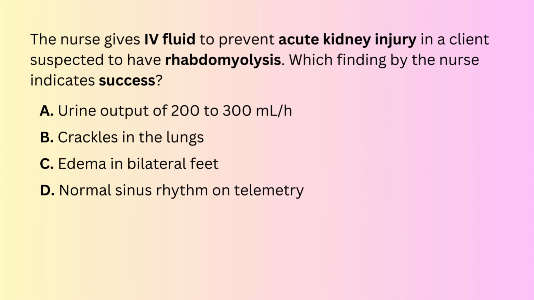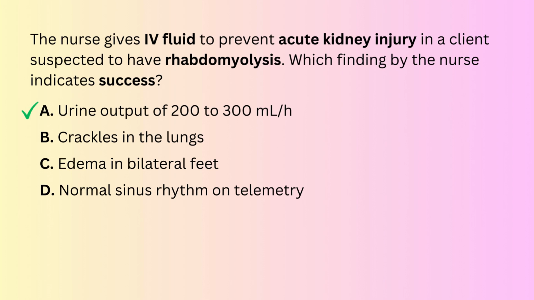Question number 5. The nurse gives IV fluid to prevent acute kidney injury in a client suspected to have rhabdomyolysis. Which finding by the nurse indicates success? A. Urine output of 200 to 300 ml per hour. B. Crackles in the lungs. C. Edema in bilateral feet. D. Normal sinus rhythm on telemetry. The correct answer is A.